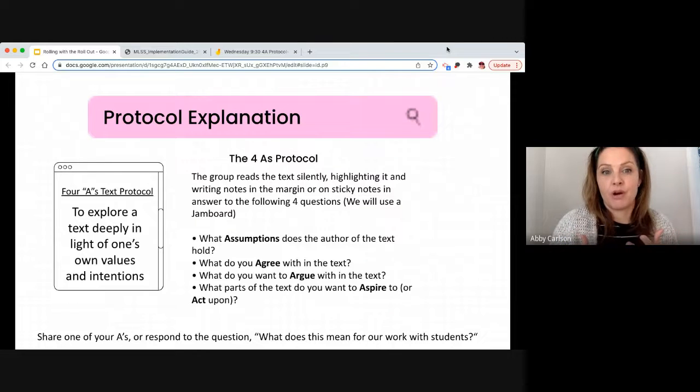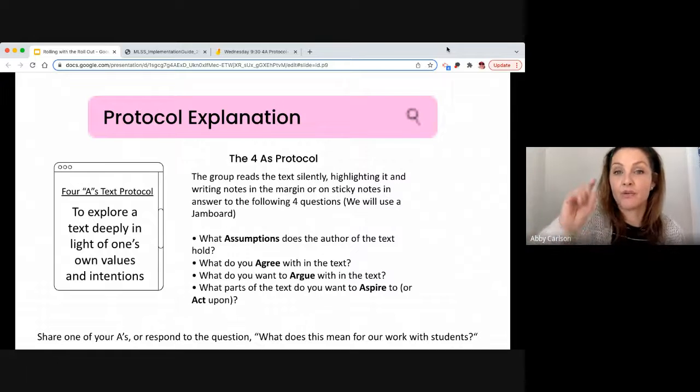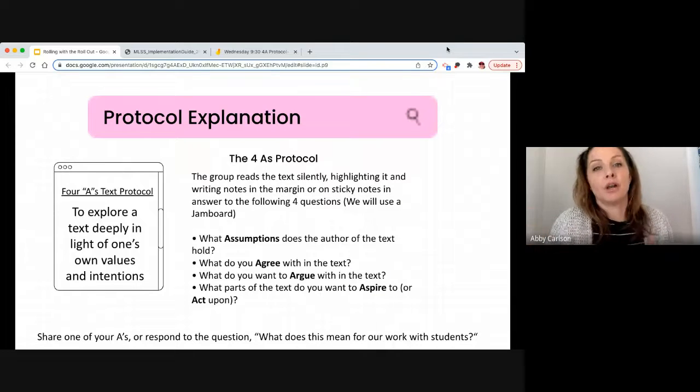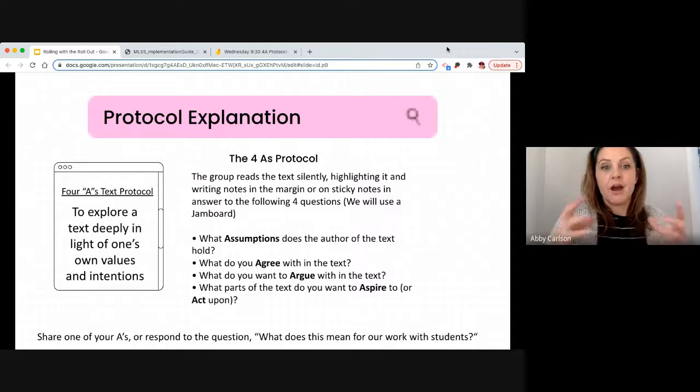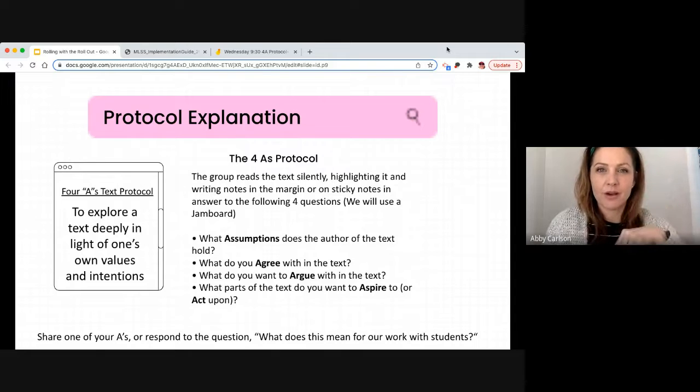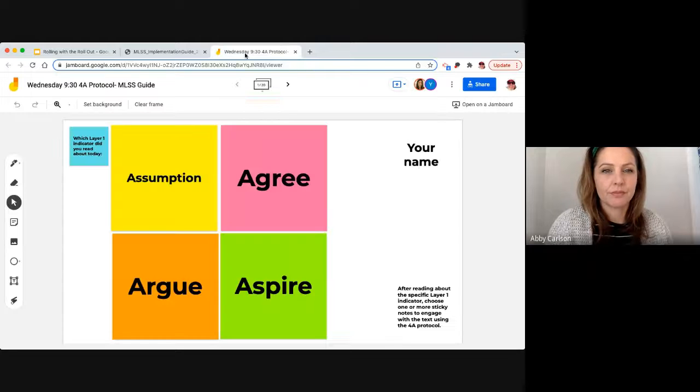So in the 4A protocol, you are given a text to read silently. The text is the PED implementation guide for the one indicator you'd like to learn more about. You're going to take notes on a Jamboard. On the Jamboard, Tammy, can you click over to the Jamboard? Thank you. I see Lori's already on there. Yvette's on there. So you're just going to claim one of these Jamboard note-taking pages. Where it says your name, you can double click and just replace that with your name.